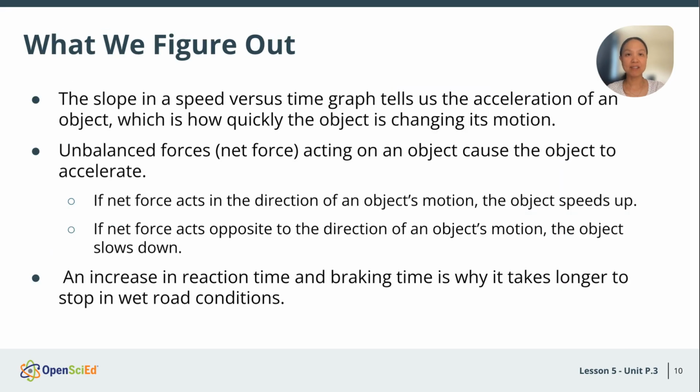So in this lesson, students figure out that the slope of a speed versus time graph represents the acceleration of an object, which tells us how quickly the object is changing its motion. The cause of an object's acceleration is the net force acting on the object. If the net force acts in the direction of the object's motion, then the object would speed up. If the net force acts opposite to the direction of the object's motion, then the object slows down.